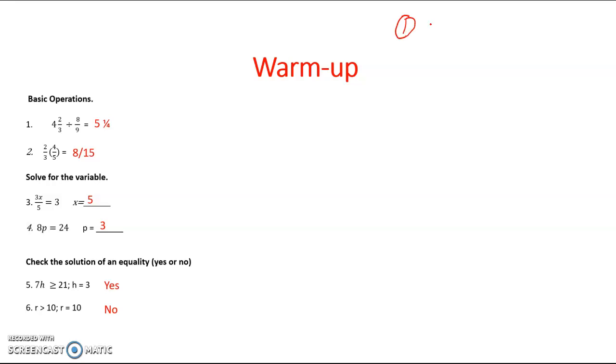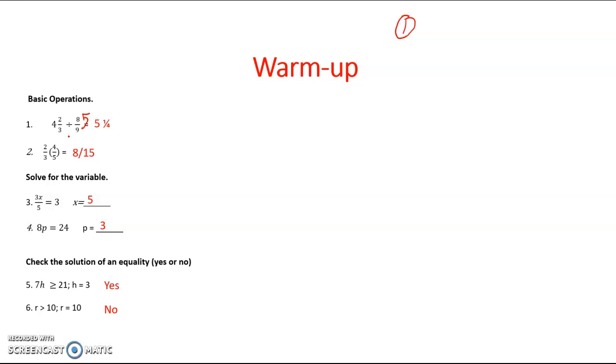All right, so I have 4 2/3 divided by 8/9 equals 5 and 1/4. Remember, when I divide a fraction, I need to find the reciprocal of the divisor, which is just flipping it around, so 9/8. I need to multiply it times the dividend, right? Which is 4 2/3.